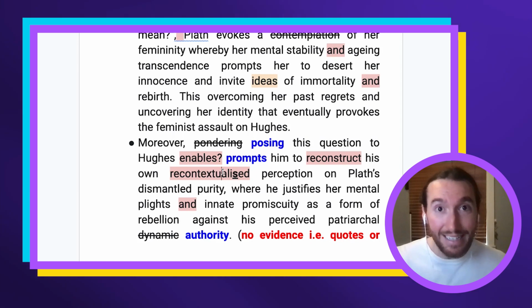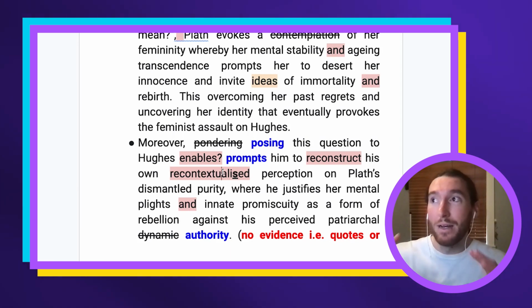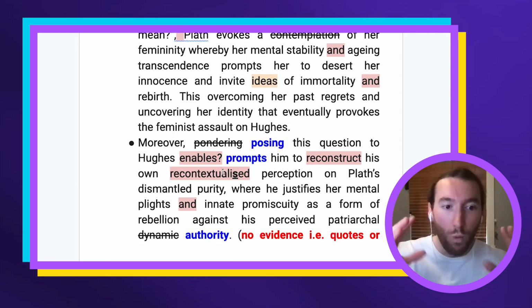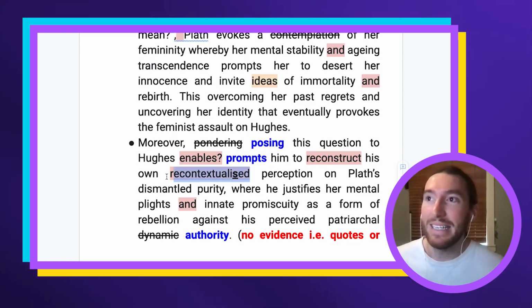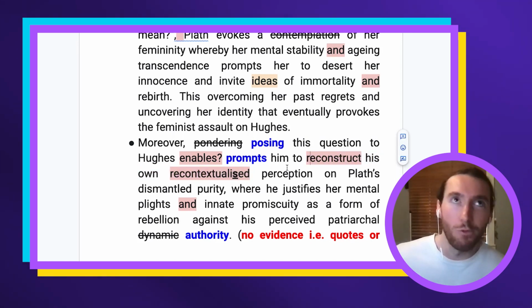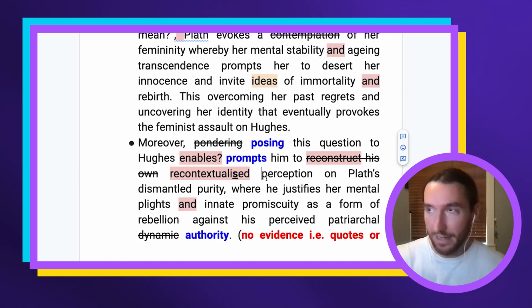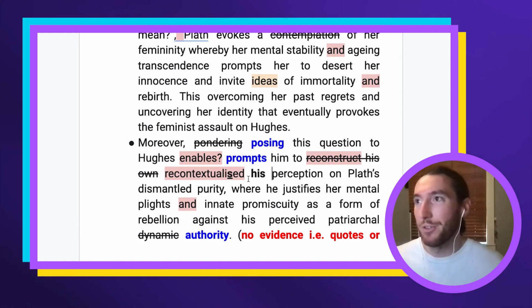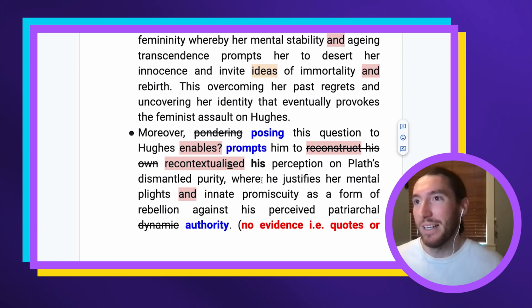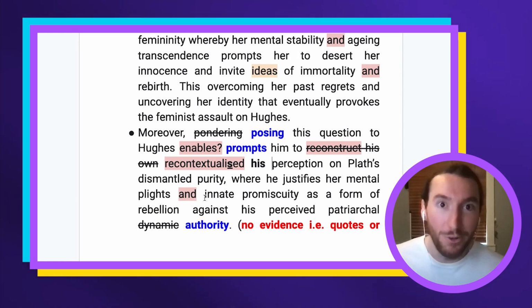And that's not going to be easy. It's a hard thing to do. It's easier to do what you've done here. And it's not bad. It's just that it could be better by being more specific about one particular concept. And these aren't even concepts here, like reconstructing his own recontextualize. It's just too wordy. You don't need to be using these. So you need to pick one of those. Let's say it says prompts him to recontextualize his perception on Plath's dismantled, we'll add in his perception on Plath's dismantled purity, where he justifies her mental plights and innate promiscuity.